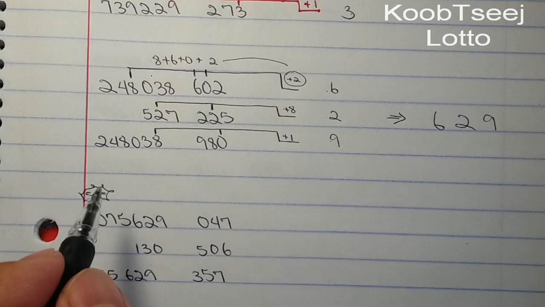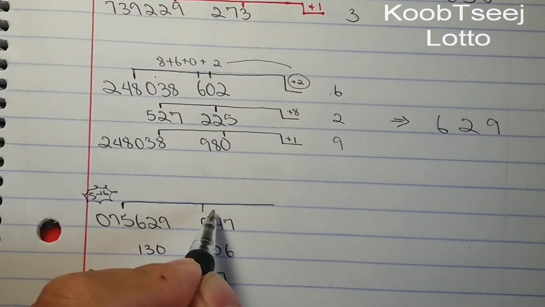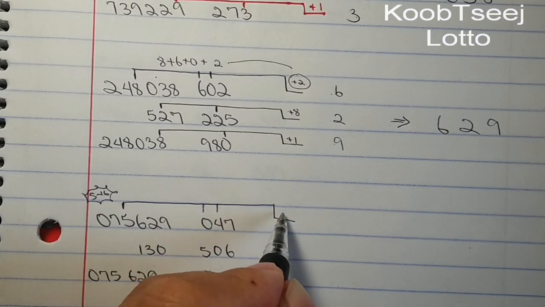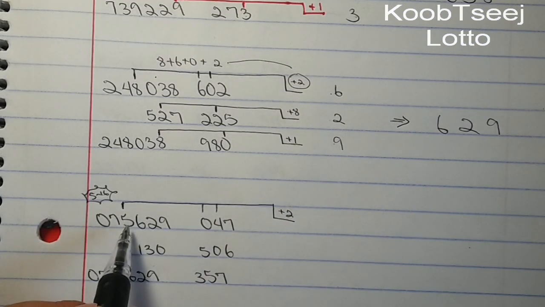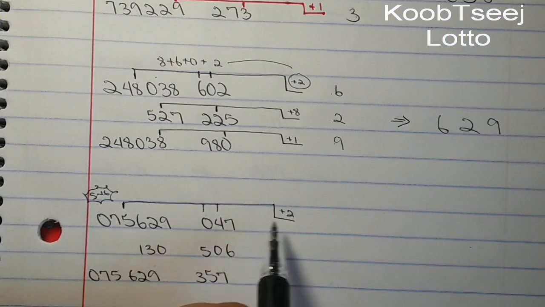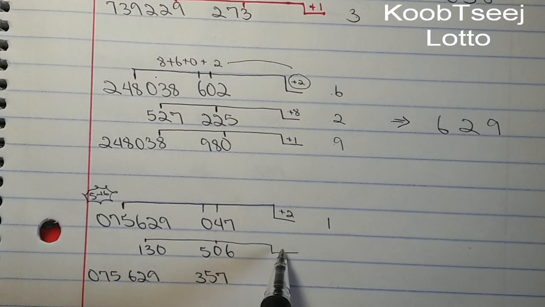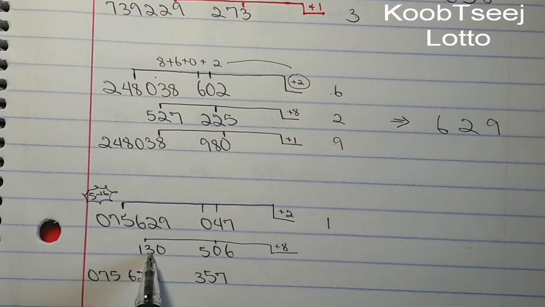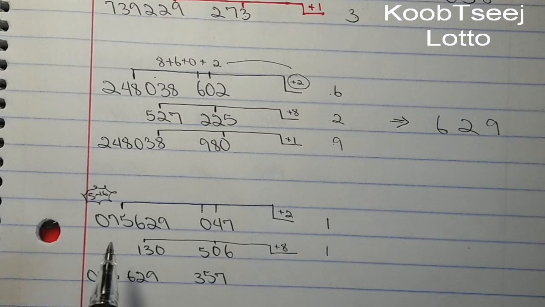Now, what we do here, we take the 5, okay, plus 0 plus 4, and then add it to the 2 here, okay. 5 plus 4 is 9, 9 plus 2 is 11, 1 here. Okay, so we take the 3 and 0. You add it together, plus 8, okay. So 3 plus 8 is 11, okay. Now, the last one.